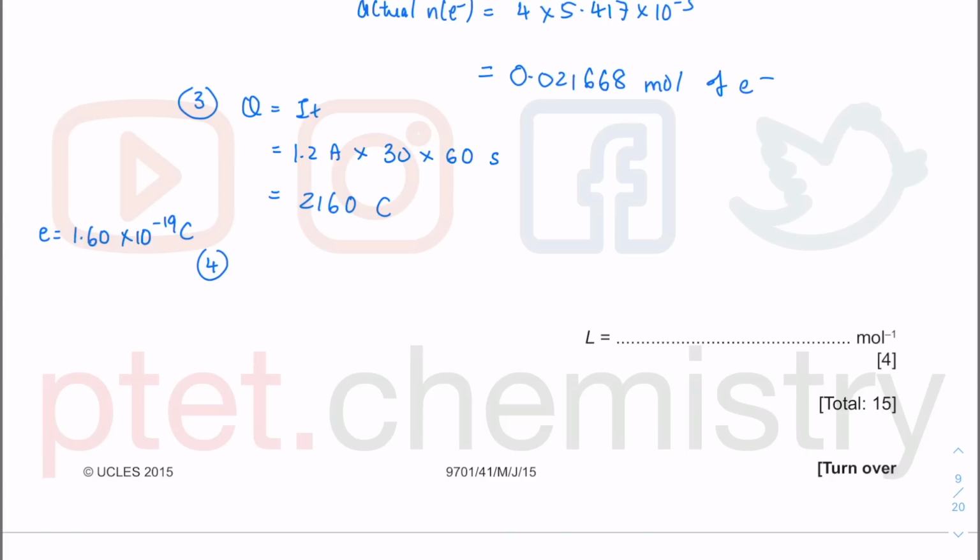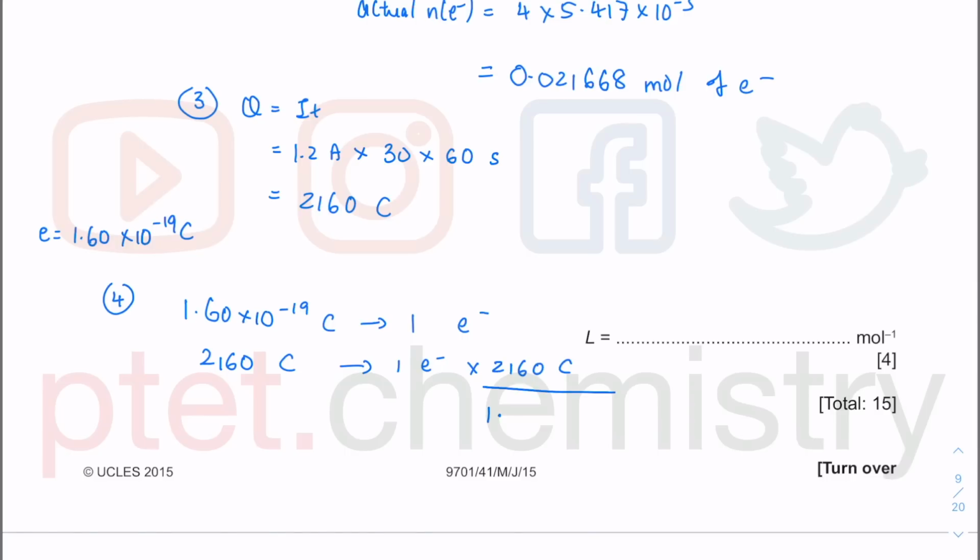I think I've gotten this the other way around. 1.60 times 10 to the minus 19 coulomb is for one electron. So 2160 coulomb is for how many electrons? Yeah, that seems to be the right way around. For direct proportion, if you have a greater charge, you must have a greater number of electrons. So 2160 divided by 1.6 times 10 to the minus 19. I get 1.35 times 10 to the 22 electrons. This is the number of electrons.